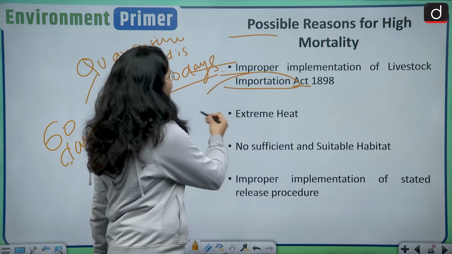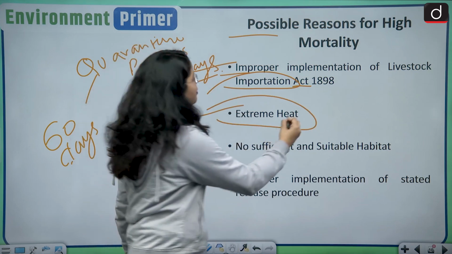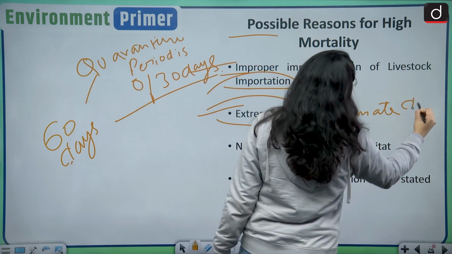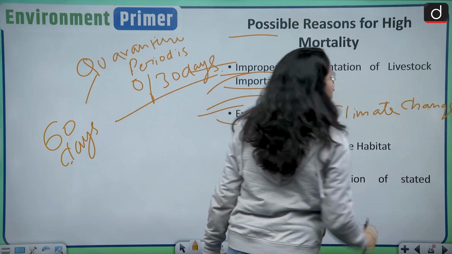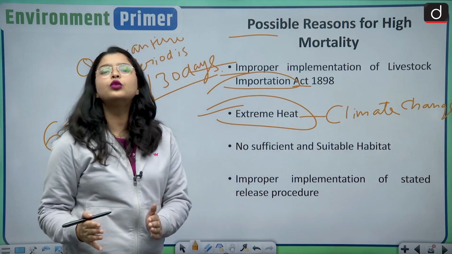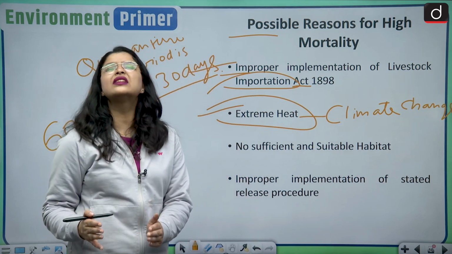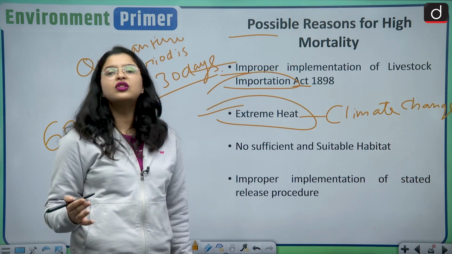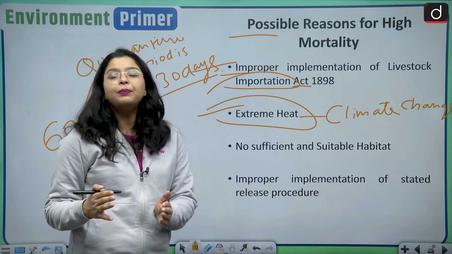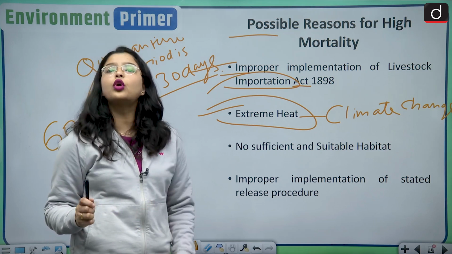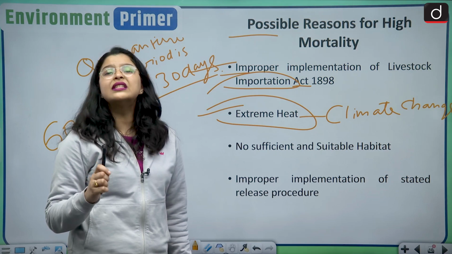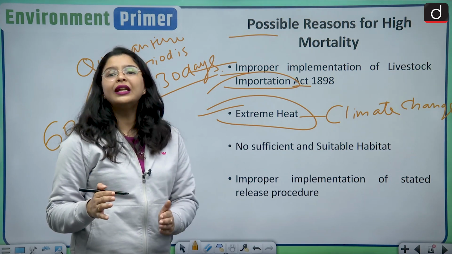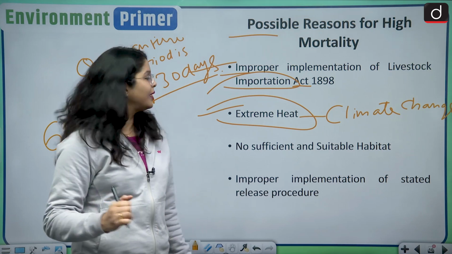Okay, then there is the problem of extreme heat due to climate change. The three cubs that were born in Kuno National Park died due to extreme heat. They died due to dehydration. So definitely extreme heat conditions are the impacts of climate change, and 2023 was the warmest year recorded on earth. It is a record that has been made by the year 2023.